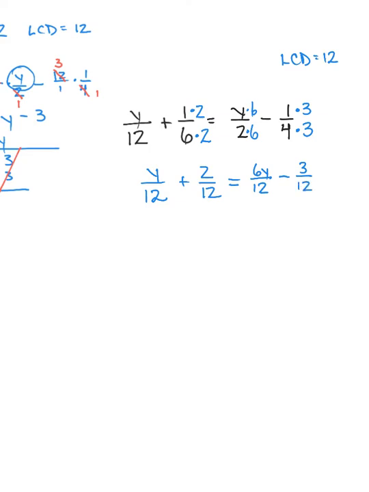Now, the trick when doing this, again, our goal is to get rid of the fractions, because fractions are just going to make it much more complicated. The trick when using this method is if all of our denominators are the same, do we really need the denominator anymore? And the answer is no. From here, if our denominators are all the same, we can cancel them. And what we are left with is y plus 2 equals 6y minus 3.